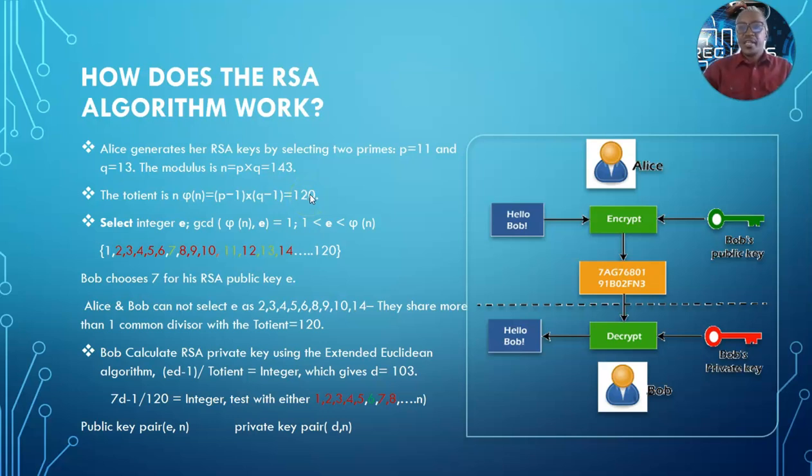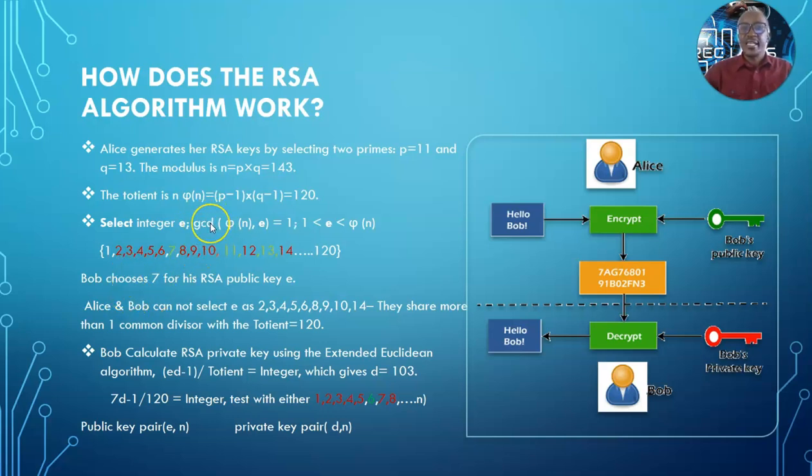The next step for this RSA algorithm is that the person who is encrypting the message needs to use the other person's public key, but who will be able to know that public key, how is it shared? So the selection of the public key is done using this formula.